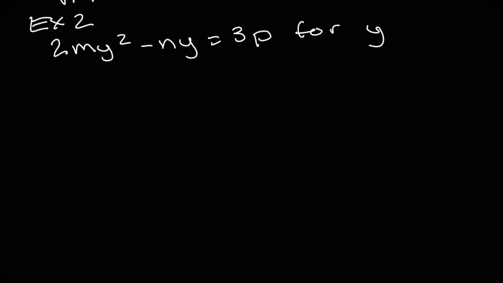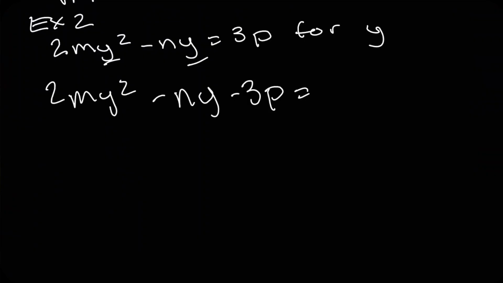Okay. For example number 2, we want to try to solve for y. So let's go ahead and try to isolate our y onto one side. Even though we do have multiple y's here, we can still take care of those. So let's try to get everything onto one side first. 2my squared minus ny, and then we'll have minus 3p is equal to 0.